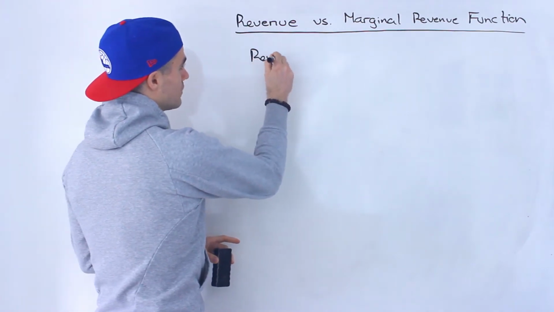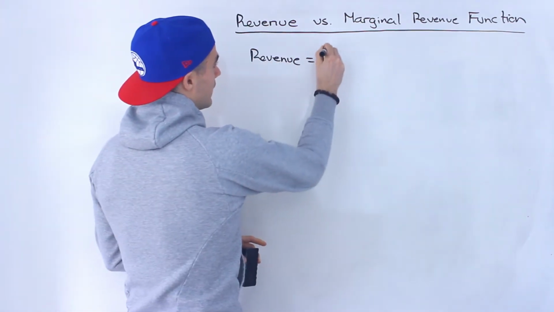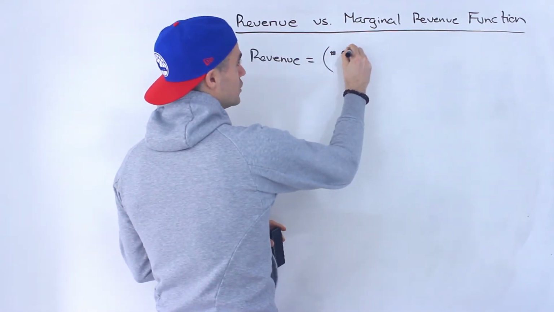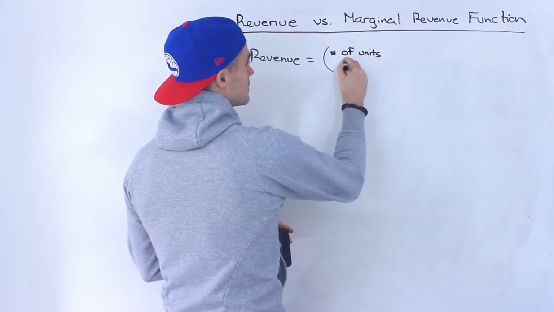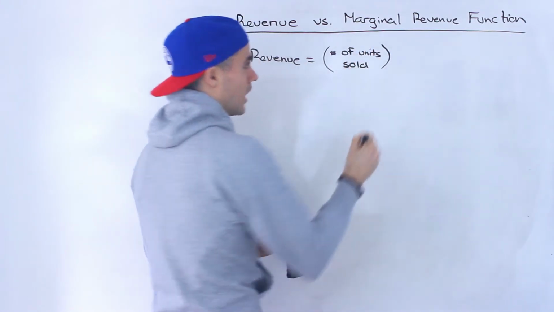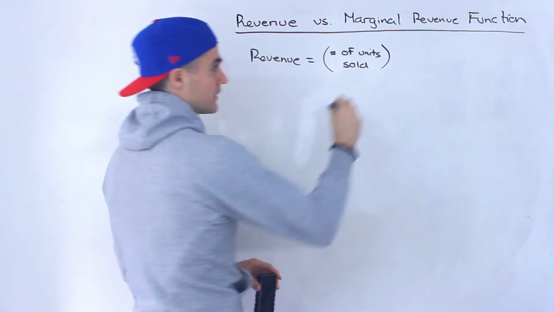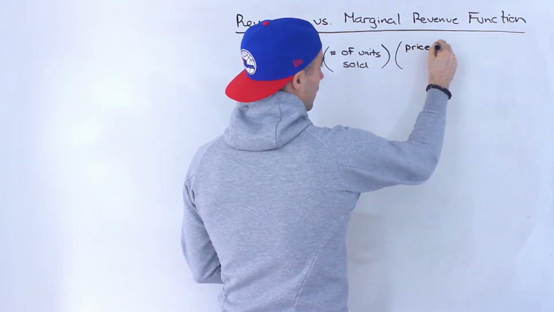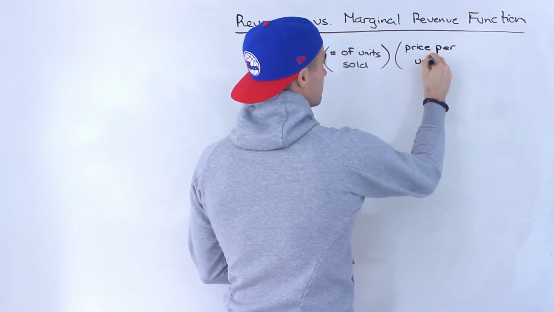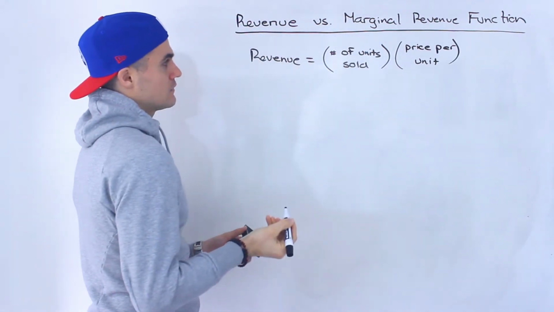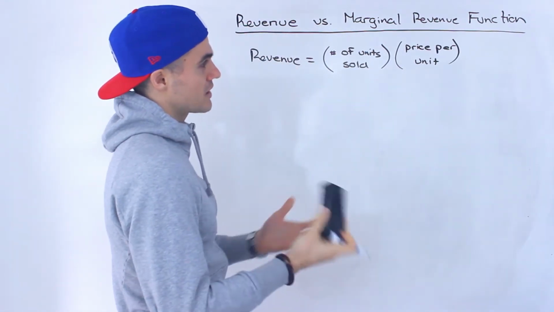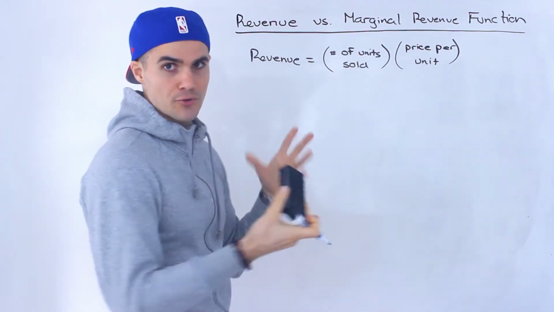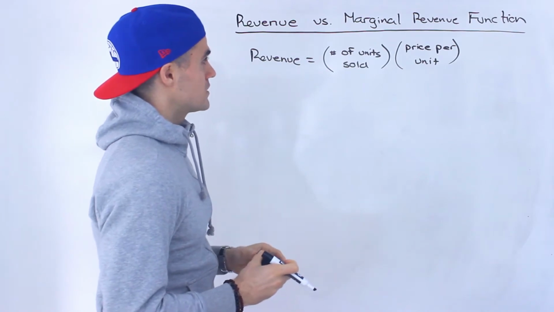Now, revenue, as we know in general, is basically equal to the number of units sold of whatever product that you're producing times the price per unit. That's going to give you the total revenue. So if you're selling a product for $5 per unit and you sell 1,000 units, then your total revenue is going to be 5,000. So pretty simple there.